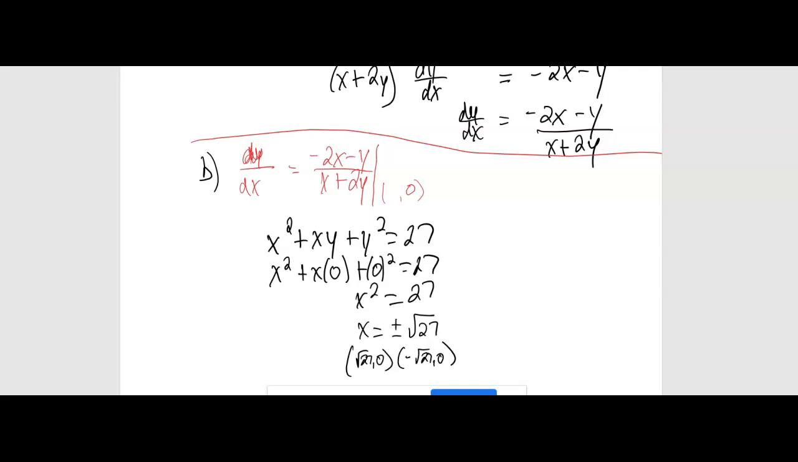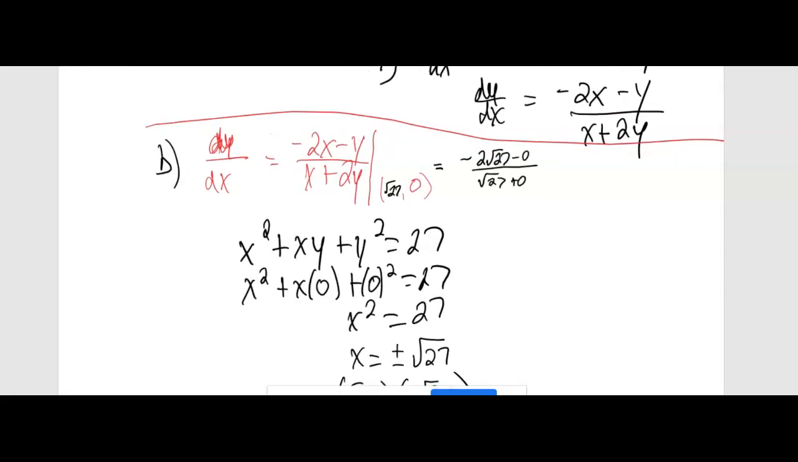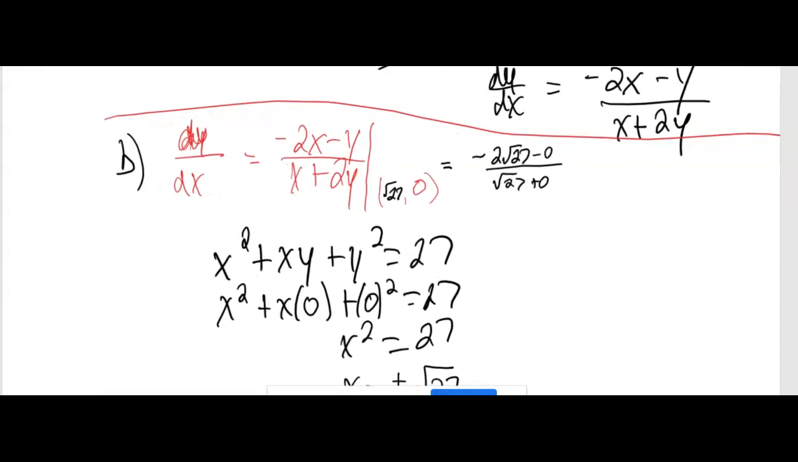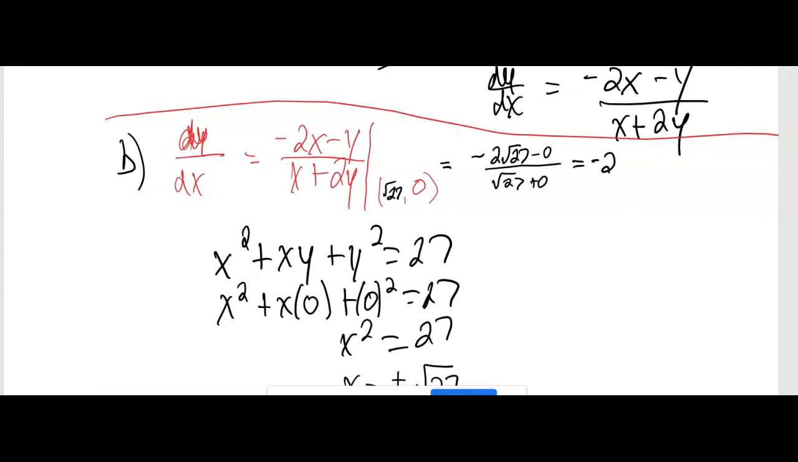You're going to plug that into the slope. If they give us the exact same slope, then yes, they're parallel. If they're not the same slope, then you're going to say no, they are not parallel. All right, so I'm going to fill in this one up here, root 27. So at the positive root 27, I would get what? Negative 2 root 27 minus 0 over root 27 plus 0. Make this a little bigger. So for this one, we get a slope of negative 2. That's our first slope at the first x-intercept.